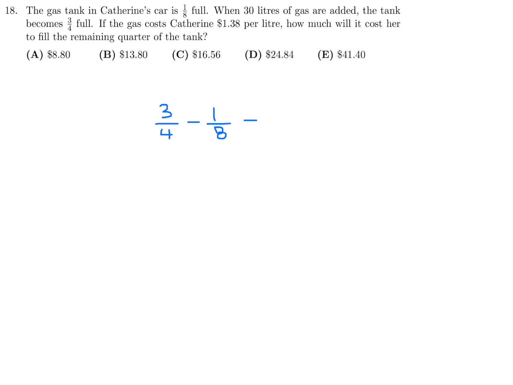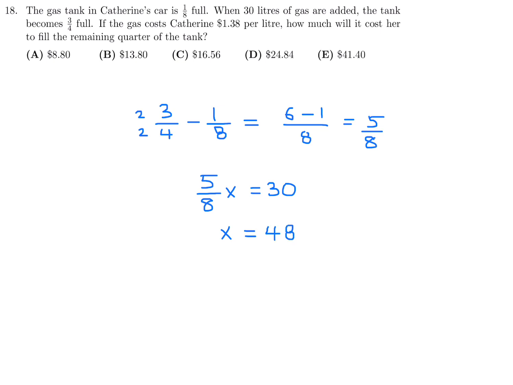3/4 minus 1/8, multiply top and bottom by 2, you get 6 minus 1 over 8, which is 5/8. So when she put 30 liters of gas in her car, that is equivalent to 5/8 of the tank. So 5 over 8x is 30 liters. Okay? So we solve for x, and if we do, we get x is equal to 48. So that basically means that 48 liters is how much her full tank requires.